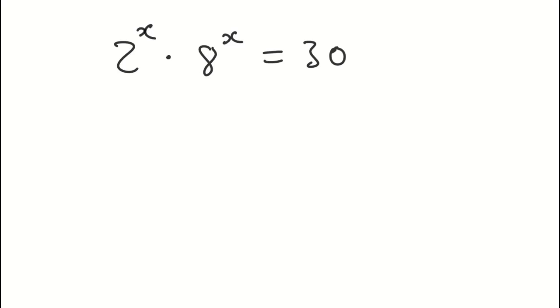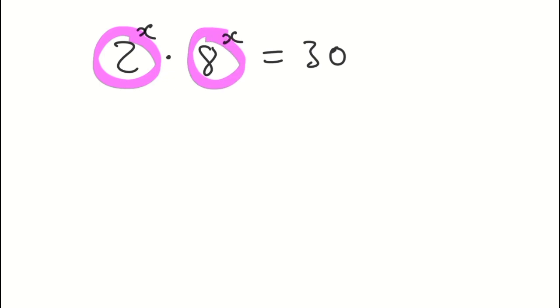Hello people, we have a very exciting exponential equation in today's video. We have 2 raised to x times 8 raised to x is equal to 30. So how do we get the value of x? I have some interesting numbers here. We have 2, we have 8.